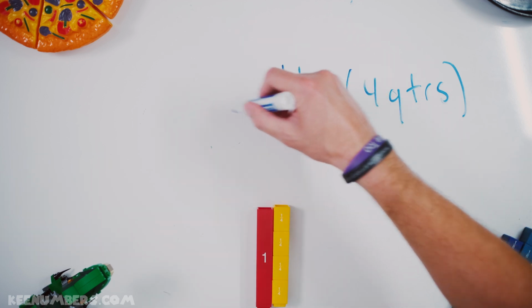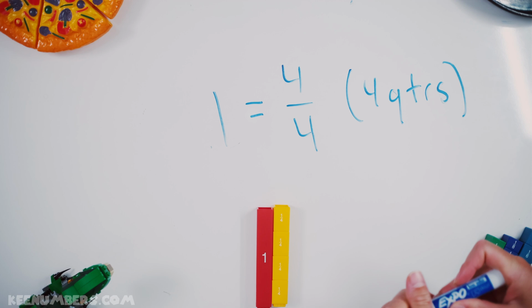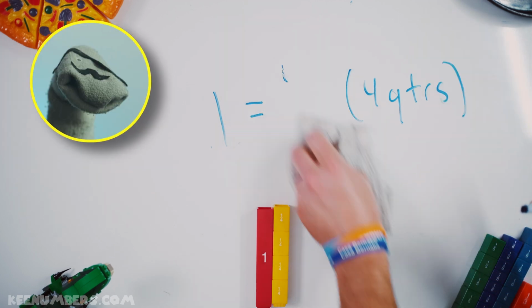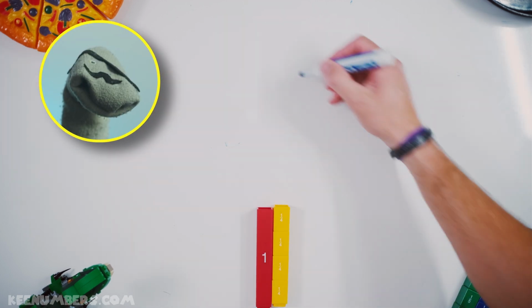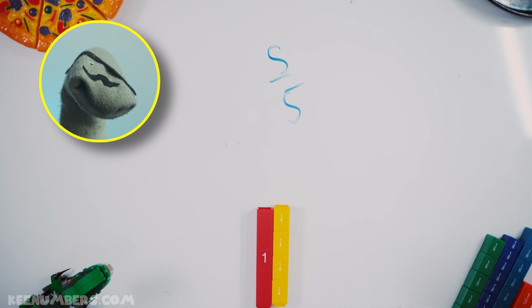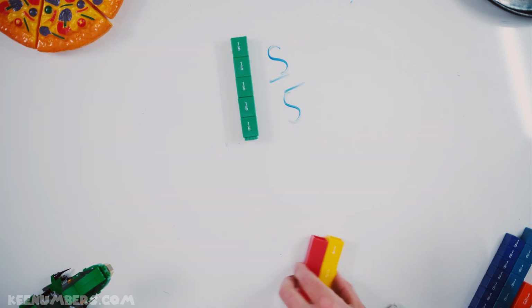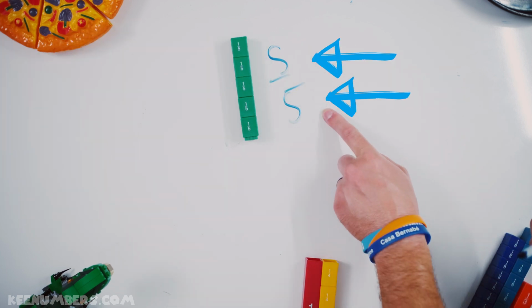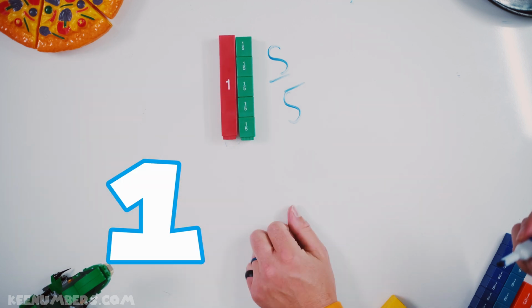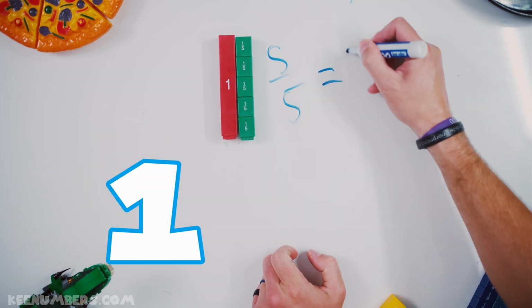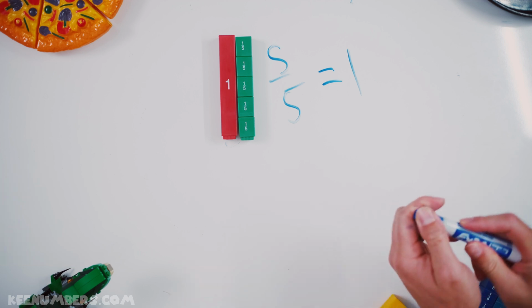But what if it is 5 over 5? What about 5 over 5? I'm going to claim to you, that's 1. Hey, look at that. This is 1.